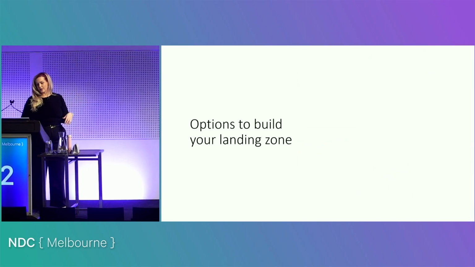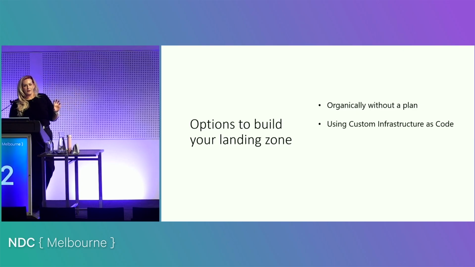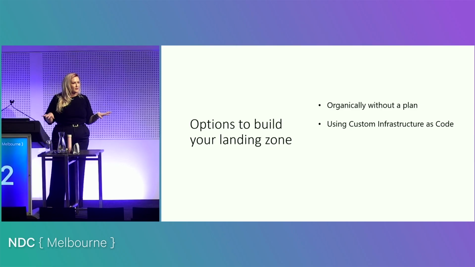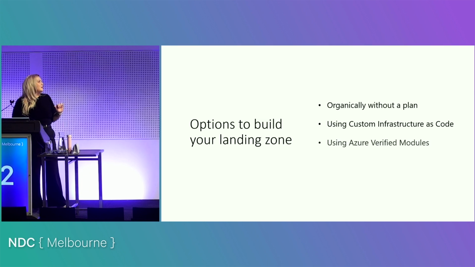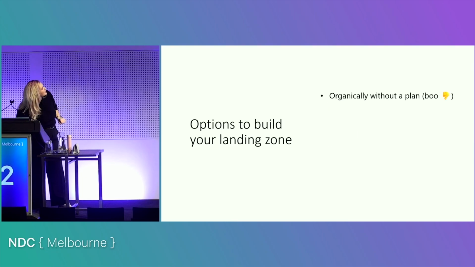So the options for building landing zones are organically without a plan, like the first one, yuck. Using custom infrastructure as code. I've definitely talked to some people who are like, no, I'm writing it from scratch because I can do it better than the Microsoft teams or the AWS teams. Again, I'm a bit like, yuck. And then you can use Azure verified modules, which we're going to look at today, or you can use the Terraform and Bicep accelerator. Has anybody used verified modules or the Bicep accelerator? Oh, yay. Well, I'm not going to blow your minds, but everybody else, I'm going to blow your minds.